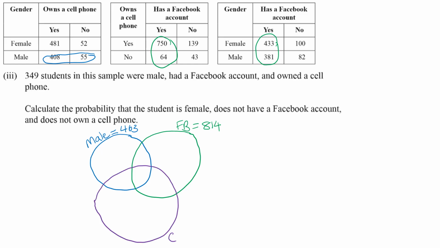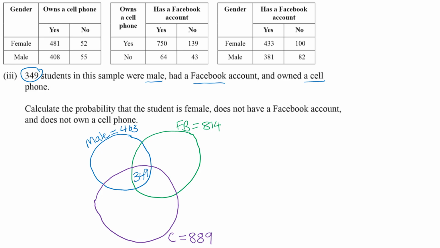Which leaves our third circle for cell phones, where we can add up the cell phones here, or where else was it? Owns a cell phone here, which comes to a total of 889. Okay, now this 349 that we're told, that's male, has Facebook, has cell phones. So that's where all of these overlap in the middle. So that's 349. Okay, now we need to work out how we can fill in the rest of the pieces.